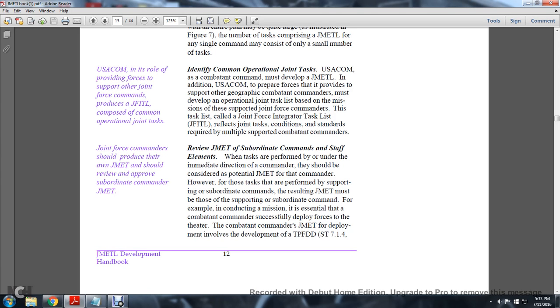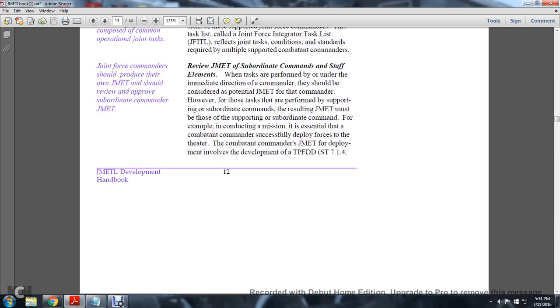USACOM must develop a Joint Mission Essential Task List in addition to preparing forces to support the geographic combatant commanders, who must develop an operational joint task list based on the missions of these supported joint force commanders. This task list, called the Joint Force Integrator Task List, reflects joint task conditions and standards required by multiple combatant commanders.